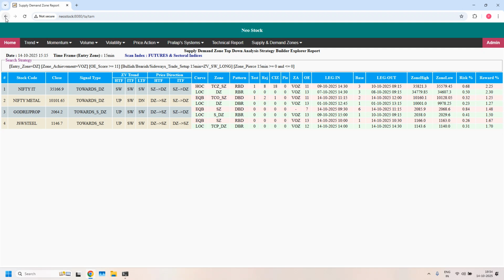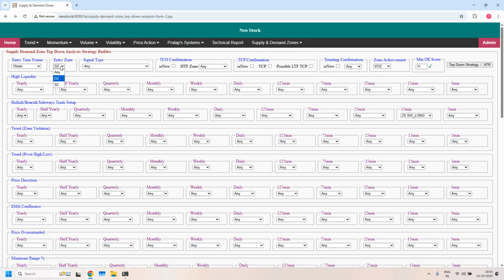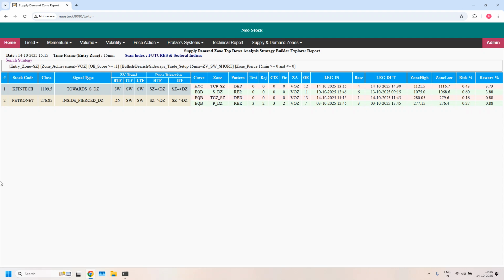Okay, next, sideways short trade setup for daily income trade. Entry time frame zone is the 15 minutes supply zone, and here sideways short. Let's filter. We got two stocks. Entry time frame zones are 15 minutes supply zones. Don't forget to follow the checklist lesson 30.3 to plan the trades.